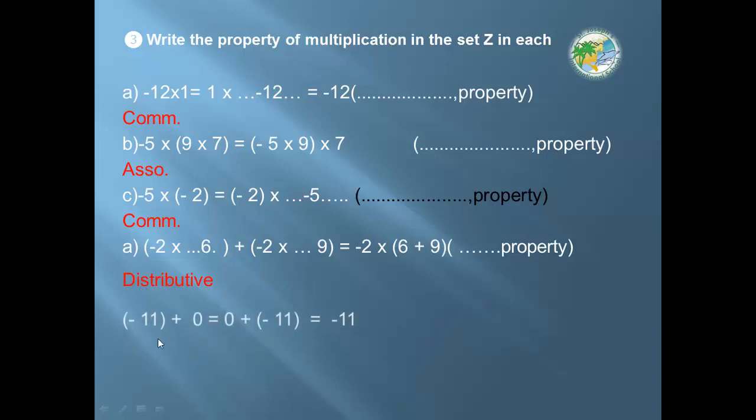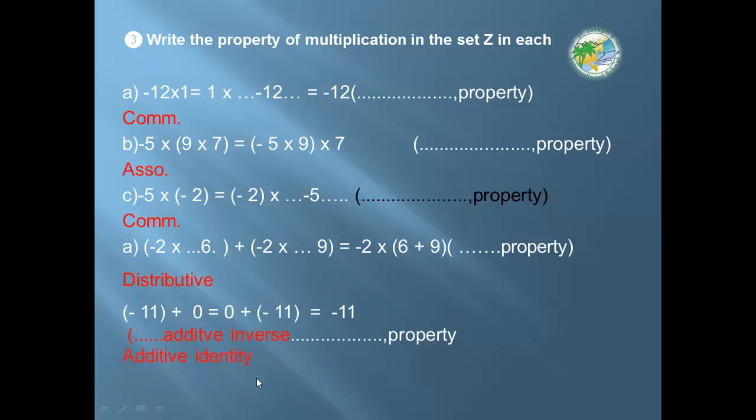This question is just a revision about the last lesson: negative 11 plus 0 equals 0 plus negative 11 equals negative 11. So here we have two properties: the additive inverse, and the final answer is the additive identity. This is the last lesson.